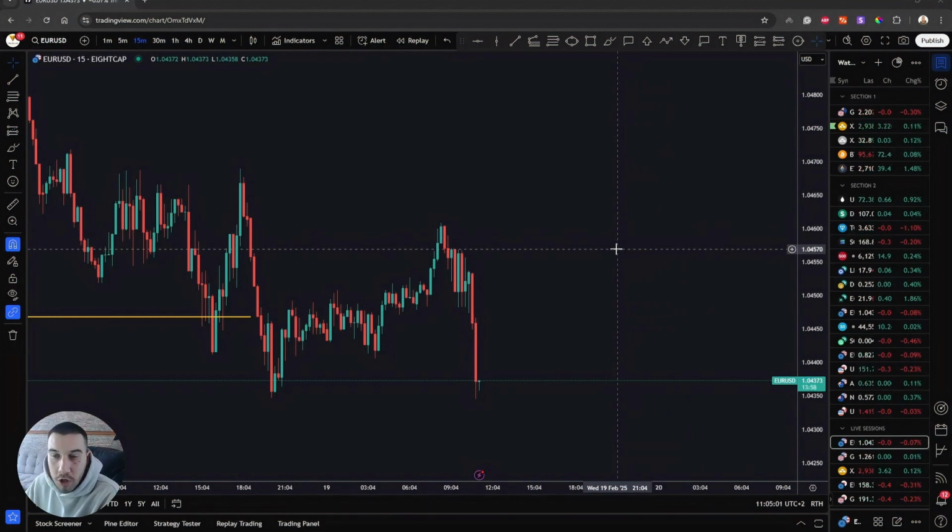A pip stands for percentage in point. This is the smallest price movement in Forex, but it's different depending on what instrument you're trading. So let me show you how it works. We're gonna start off with the Forex pairs. And in most Forex pairs, the pip is the fourth decimal.